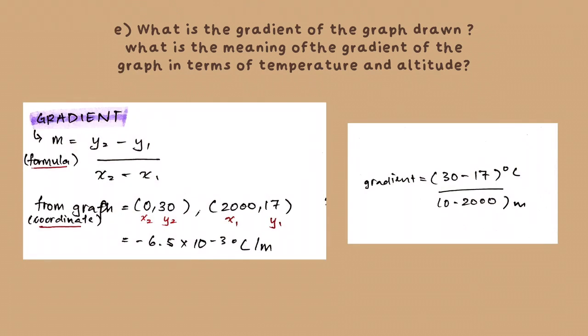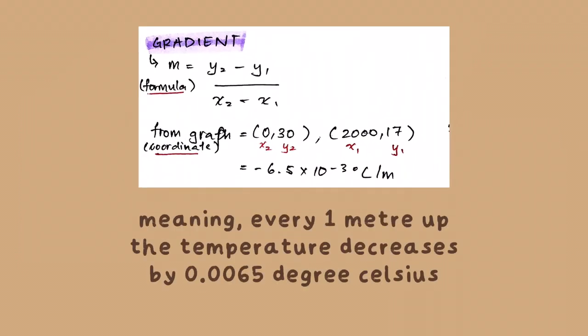Question E. What is the gradient of the graph drawn? What is the meaning of the gradient of the graph in terms of temperature and altitude? We know the formula of gradient is y2 minus y1 over x2 minus x1. From the graph, I put the coordinate (0, 30) as (x2, y2) and (2000, 17) as (x1, y1). The gradient equals 30 minus 17 degrees Celsius over 0 minus 2000 m, which equals negative 6.5 times 10 to the power of negative 3 degrees Celsius per meter, meaning every 1 meter up, the temperature decreases by 0.0065 degrees Celsius.